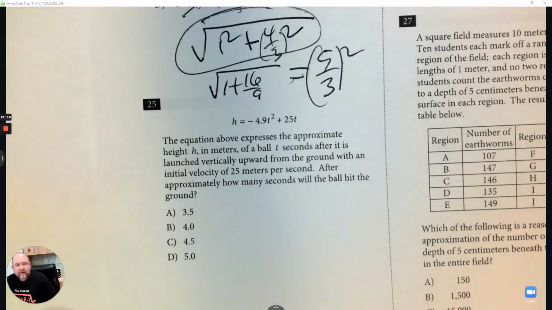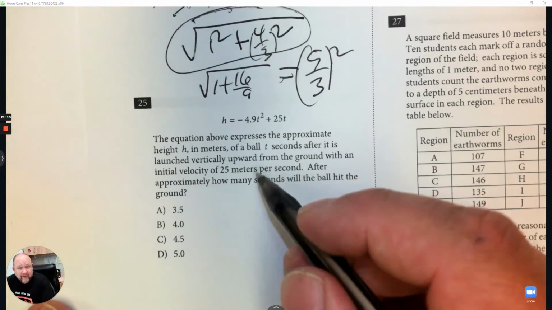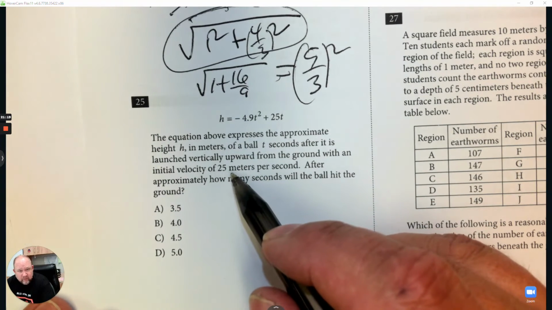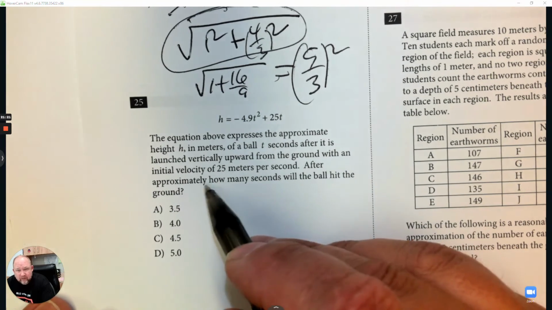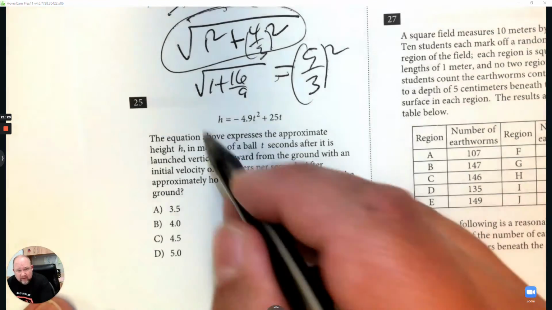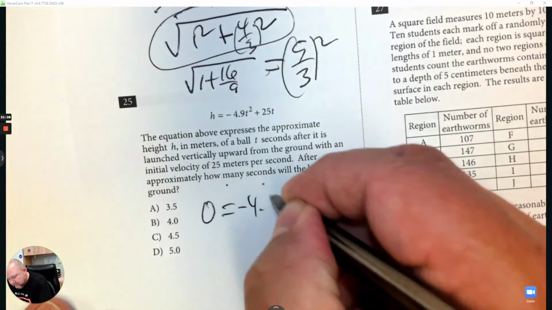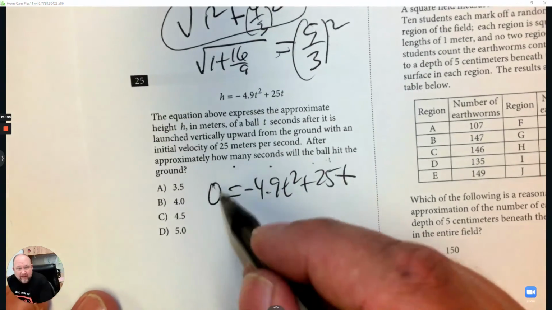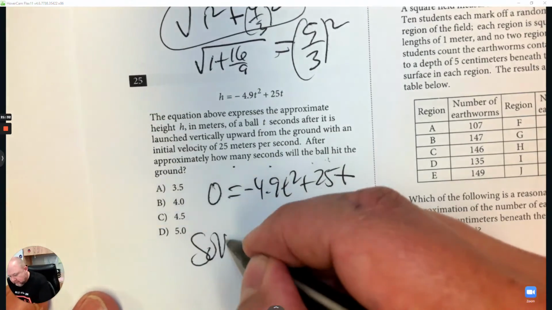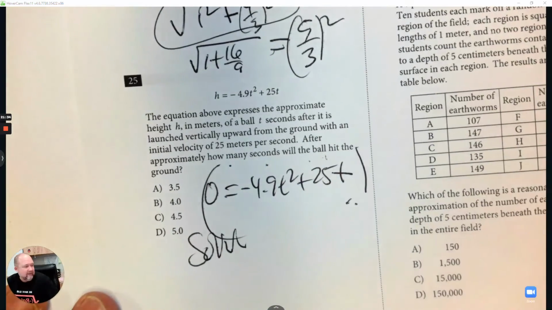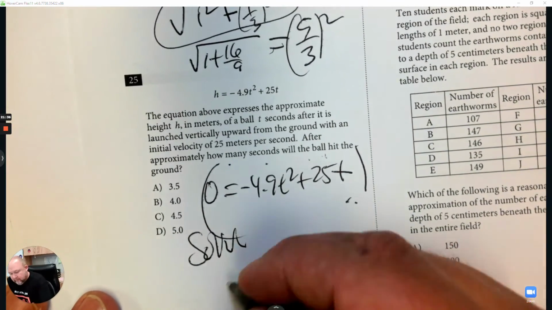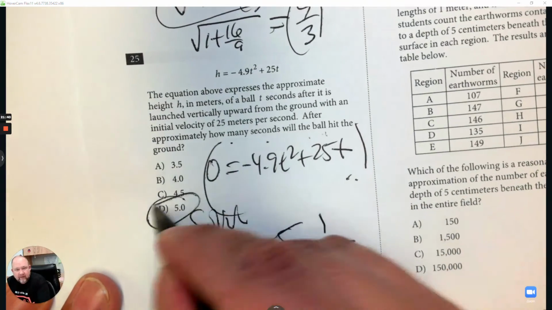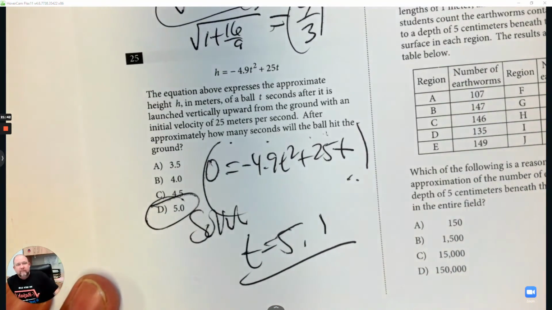25. The equation above expresses the approximate height in meters of the ball after it's launched vertically from the ground with an initial velocity of 25 meters. After approximately how many seconds will the ball hit the ground? You make it equal to 0. Use your calculator. You go menu, algebra, solve. Put this in, comma t, and the answer is 5.1. That's how you do it. So the answer closest to it is 5.